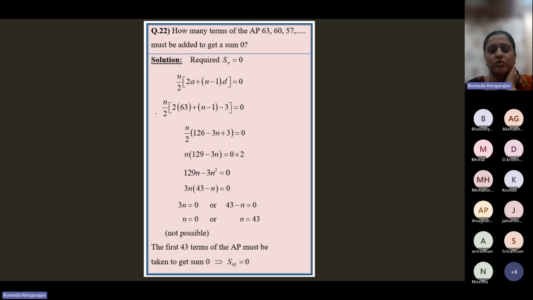So we have to substitute for a and d. We are finding n. So you get a quadratic equation in n. You solve, get the two values for n. n equals 0 not possible, so n equals 43. So the sum of the first 43 terms is 0. Yeah, please work, children.